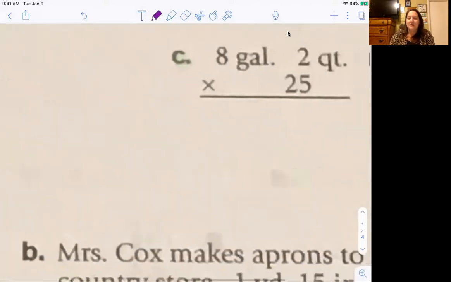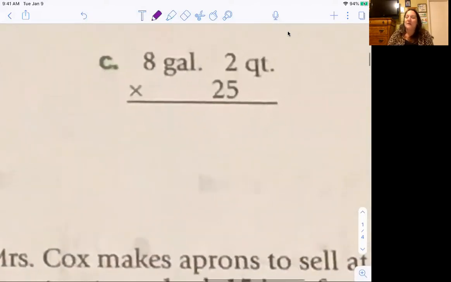Let's take a gander at C. How many quarts are in a gallon again? 4. There's 4 quarts in a gallon. I'm going to write that for you. 4 quarts equals 1 gallon. Please try C. Pause and come back.